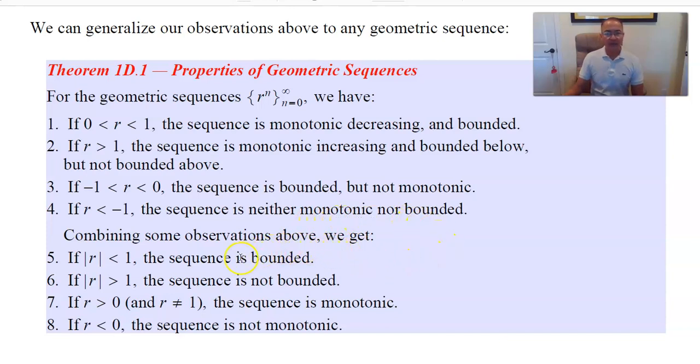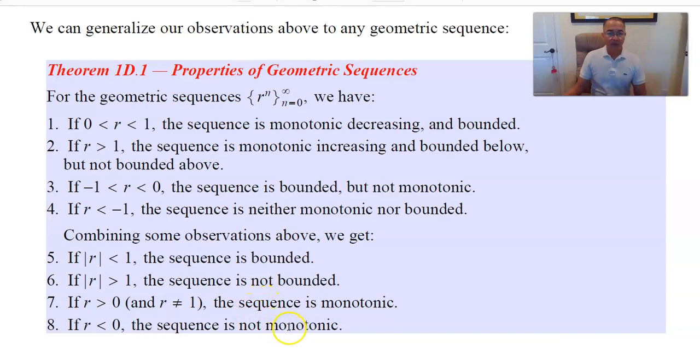So let's isolate the words bounded and monotonic into these observations. When is the sequence bounded? It's bounded in the first kind and in the third kind. So if the absolute value of r, our common ratio, is smaller than 1, the sequence is bounded. In all honesty, you can also include the number 1, although it makes for a boring sequence: if r is exactly 1, it's constant. If r is negative 1, though, then you have an interesting alternating sequence, 1, minus 1, 1, minus 1, bounded but not monotonic. If your common ratio is bigger than 1, the sequence is not going to be bounded.